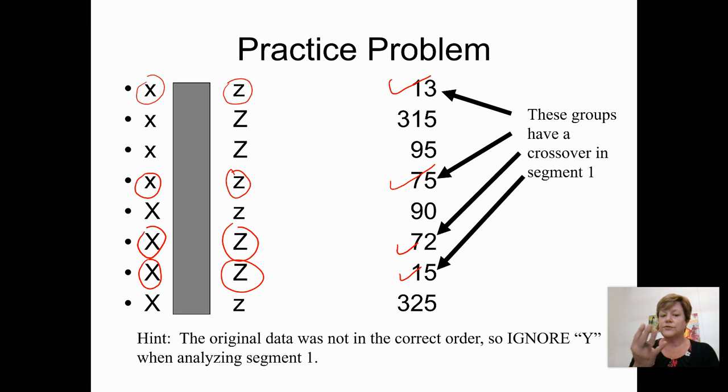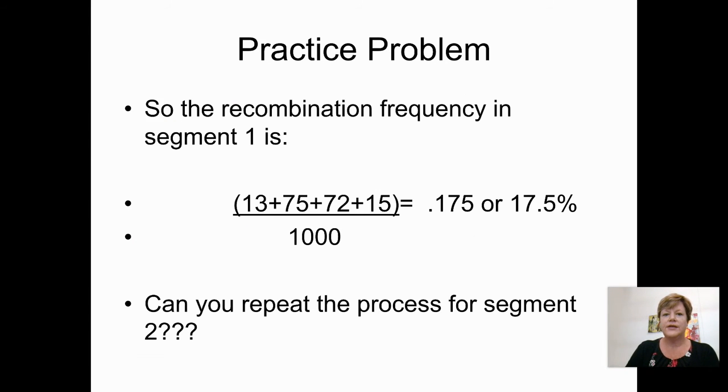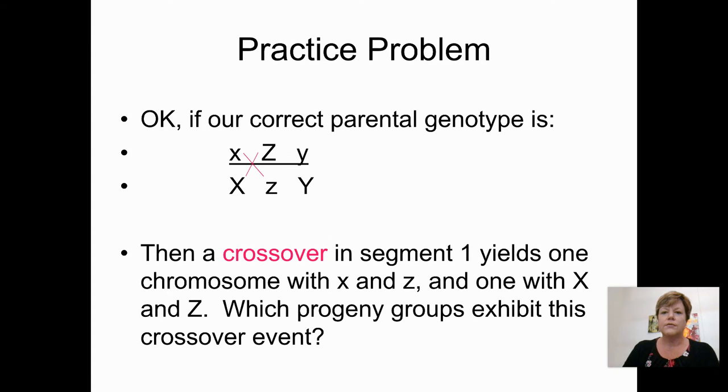So we should find 4 groups, and we're going to add those all together and then divide by the total. And that gives us the recombination frequency, RF, and it's 17.5% in this problem. And so that's going to be 17.5 map units for segment one. Now for segment two, we need to do the same process. Let's go back to our parental. We're going to look for a big Z with a big Y and a little z with a little y.